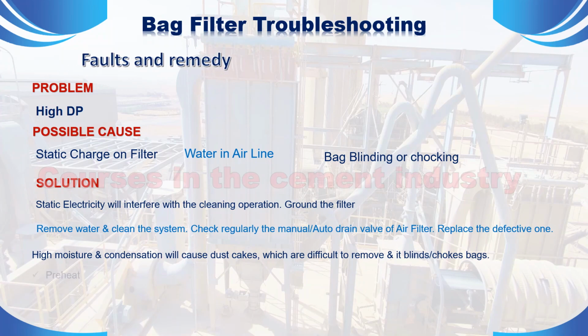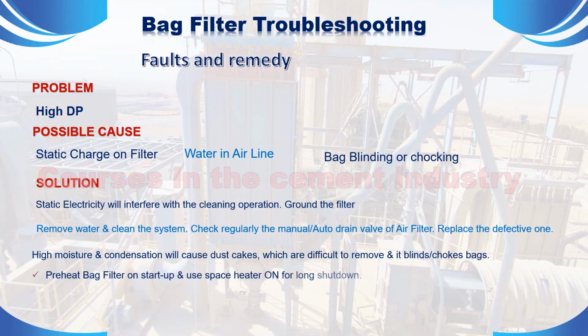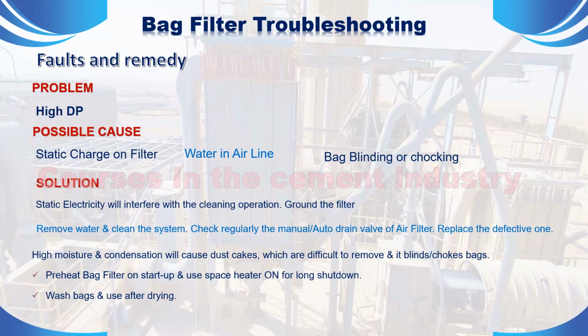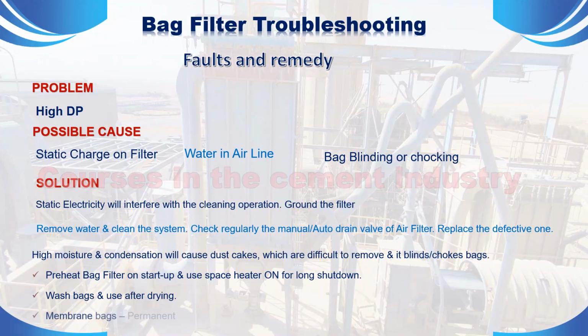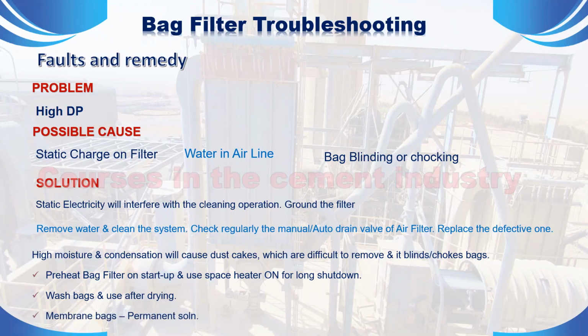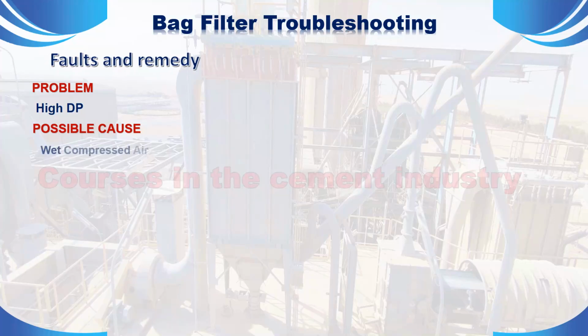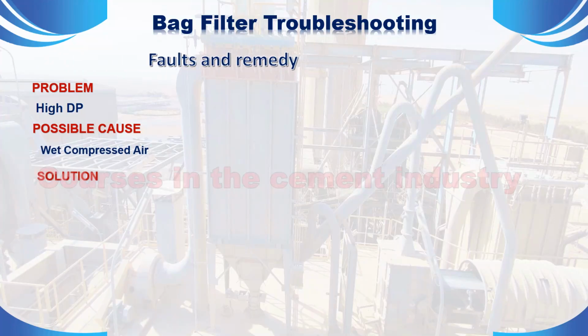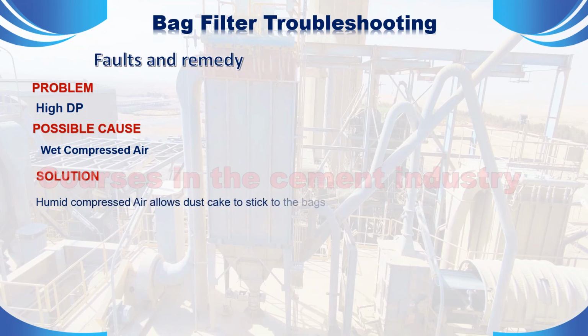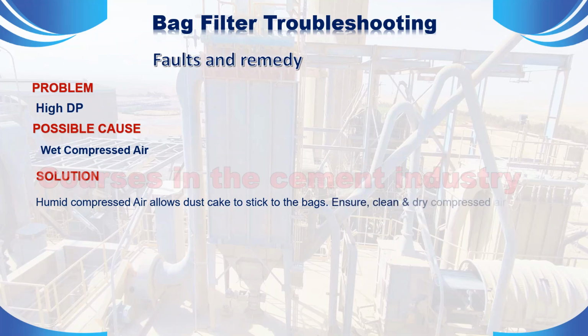1. Preheat the bag filter on startup, and use a space heater during long shutdowns. 2. Wash the bags, and use them after drying. 3. Use membrane bags, permanent sole. 8. Wet compressed air. Solution: humid compressed air allows dust cake to stick to the bags. Ensure clean and dry compressed air.